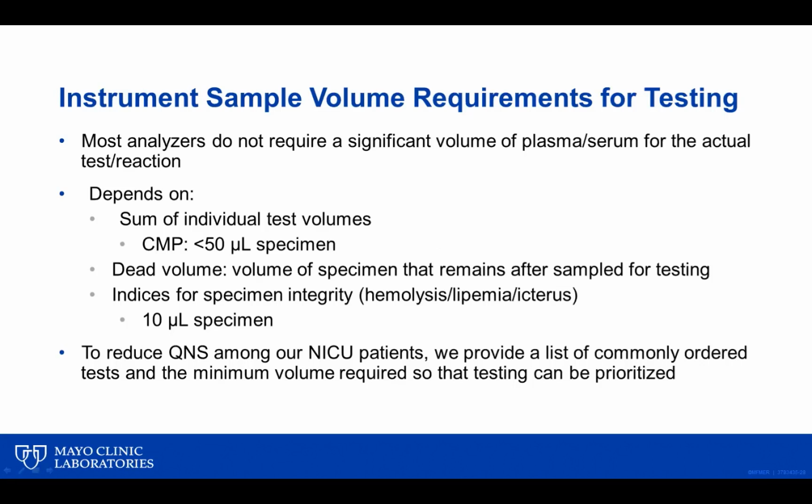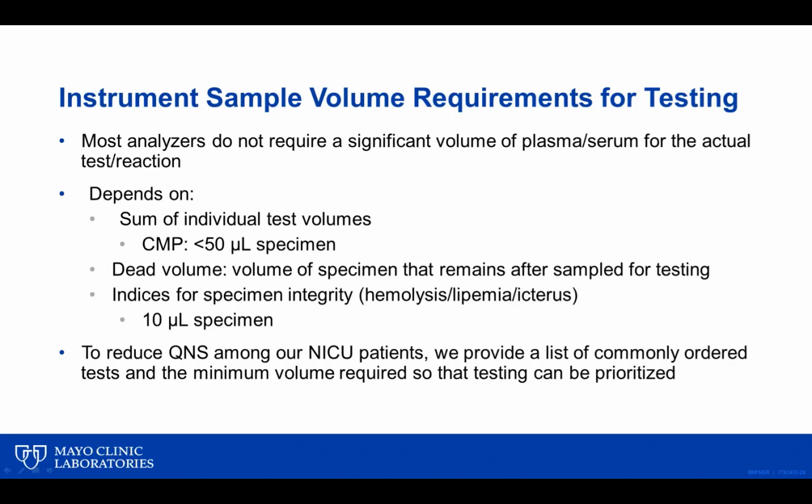But it's the dead volume that often ends up being the issue. So this is the volume of specimen that remains after what was sampled for testing. And this can be anywhere between 250 to 300 microliters of specimen that are required in order to be able to accurately sample that specimen. And then, as I mentioned, we also have the indices for specimen integrity, checking for hemolysis, lipemia, and icterus. And this really only uses about 10 microliters of specimen.